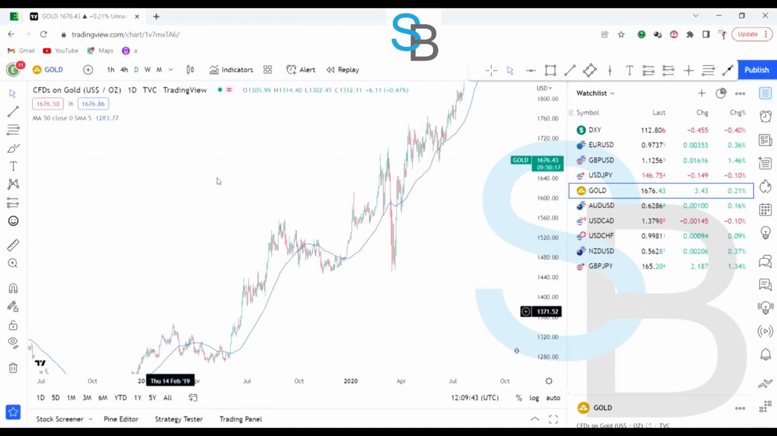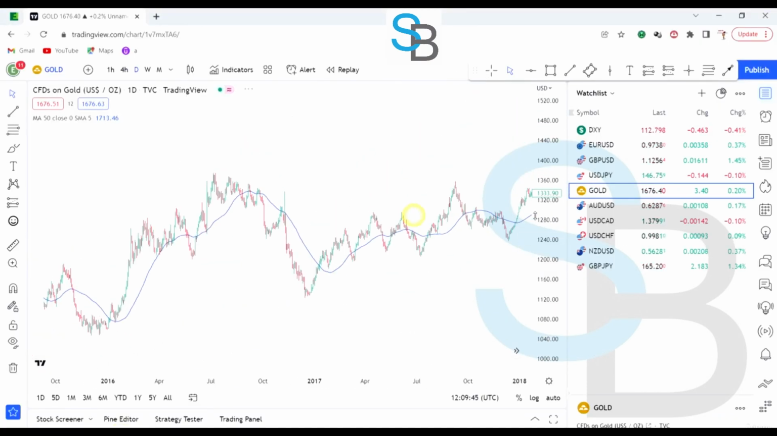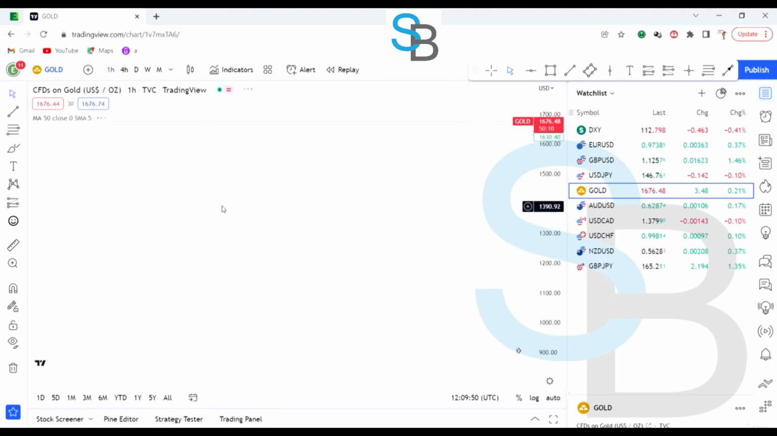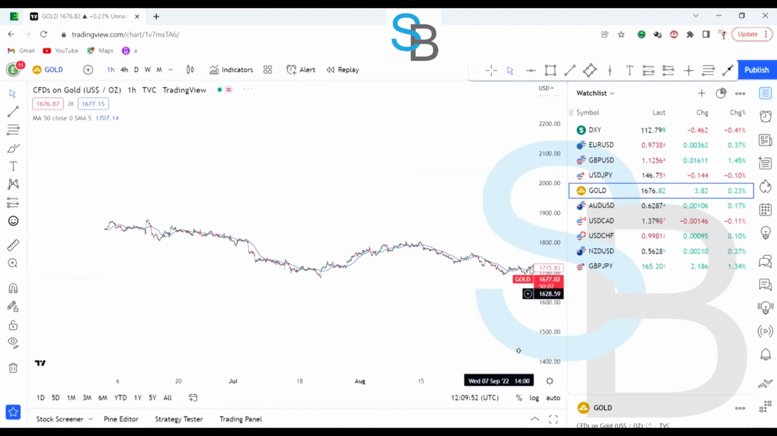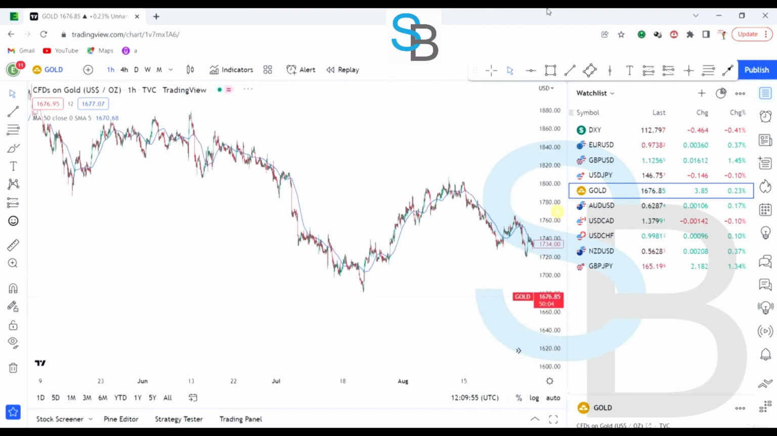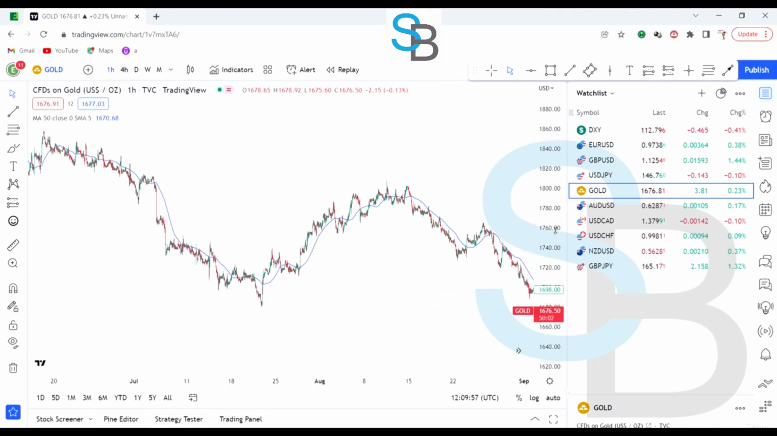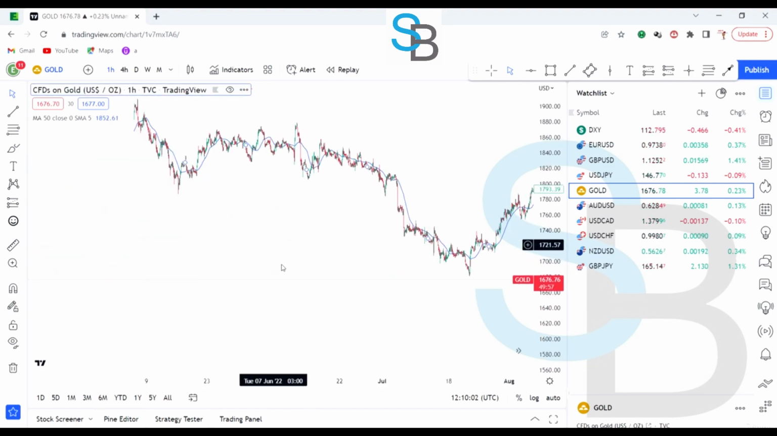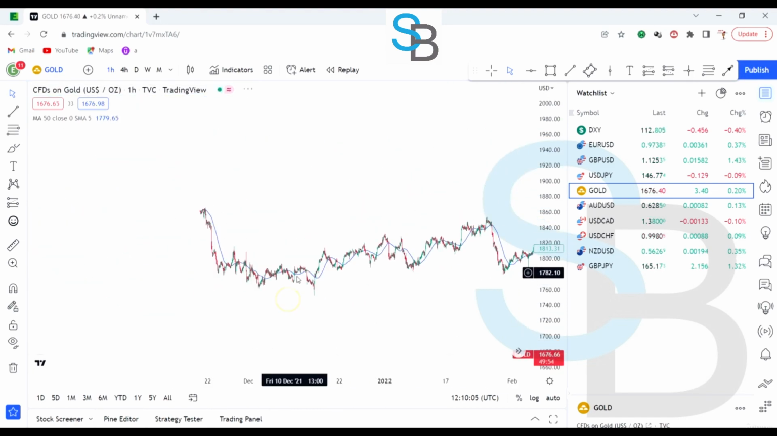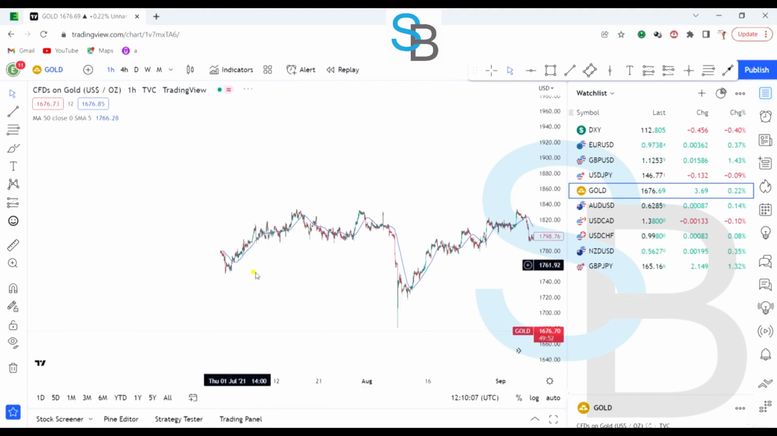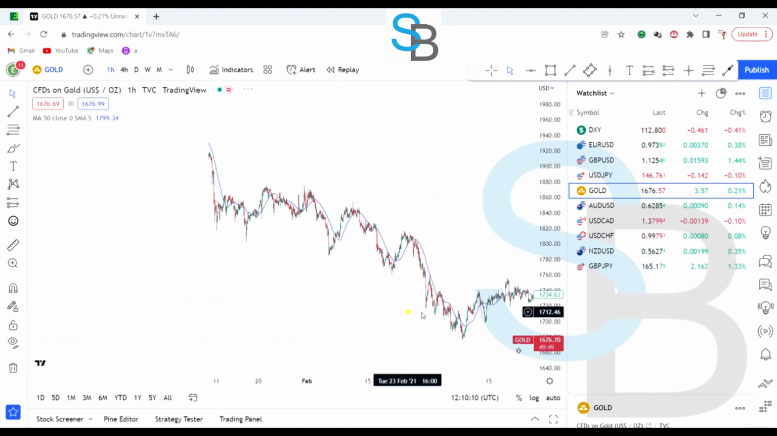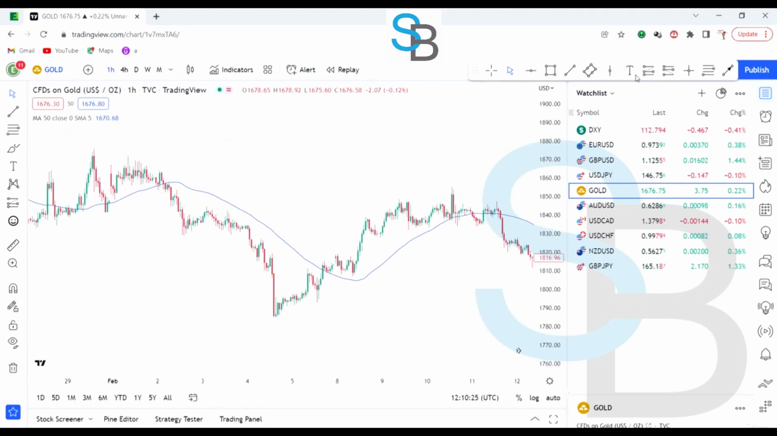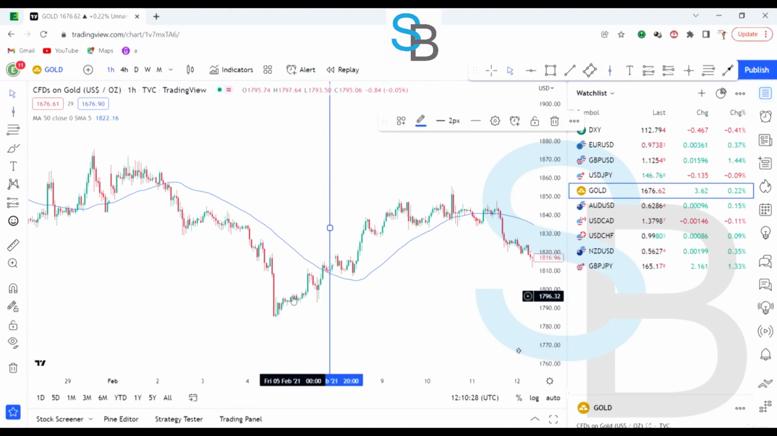So I just added the indicator here on TradingView. I'm going to use the 1 hour time frame. I'm going to go back in time to see, okay, how far back will we go? Let's just go back in time randomly to see how this strategy might play out. Okay, let's start from here.